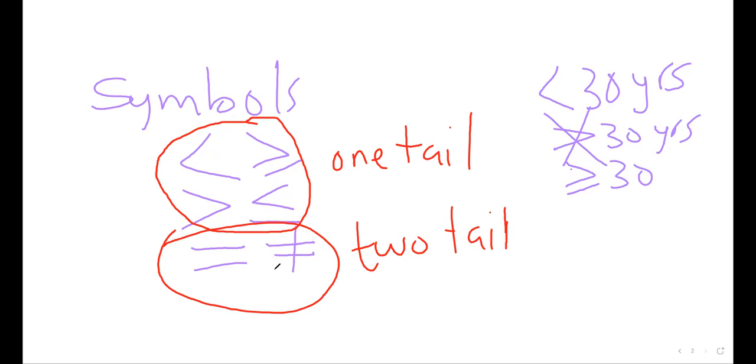However, when you make a statement like she is not equal to 30, which is the opposite of the other one, she's not 30 years, the possible answers are either she's above 30 or she's below 30. I'm sure you get that. And so there are two directions. And therefore, these symbols are called two-tailed in hypothesis testing. I think it's fair. It's cool.